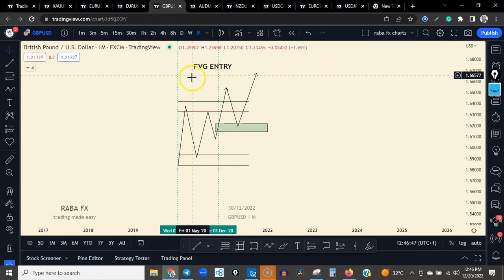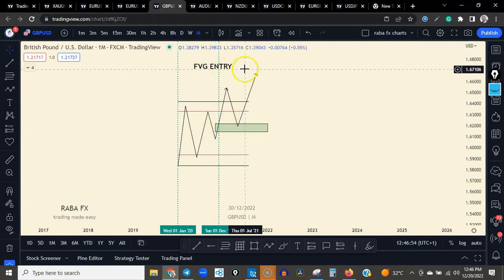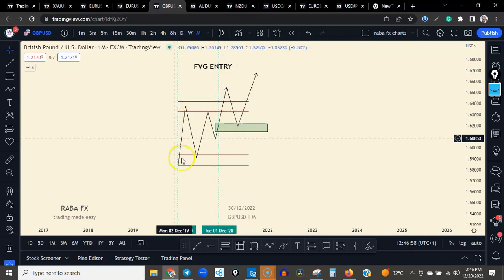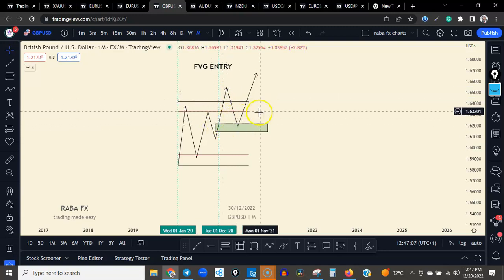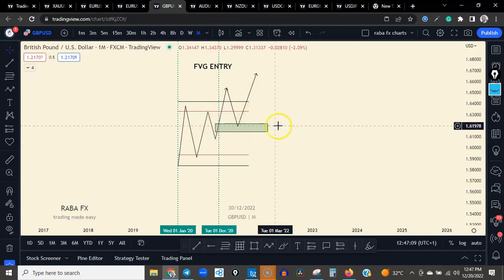Now, this second type of entry I want to talk about here is the fair value gap entry. Okay, this fair value gap is an ICT concept. Now you watch price move up, closes above the range. This is an indication that you want to be looking for long. So you need to train your eyes to see fair value gap.